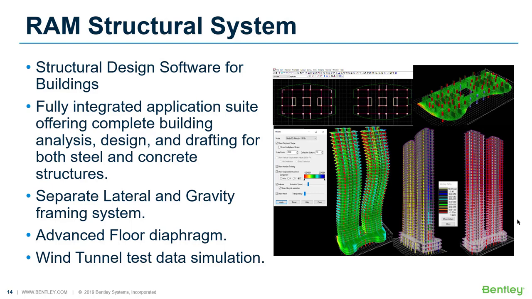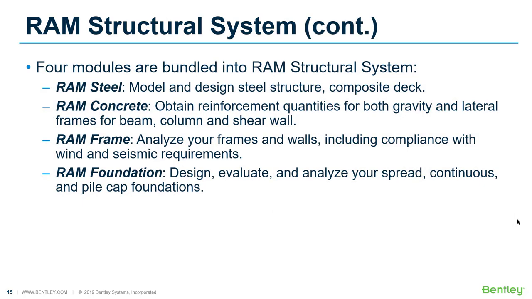It is good with both steel structures and concrete structures. It has two separate framing systems, the lateral framing system and the gravity framing system. And not only that, it can automatically simulate the wind tunnel test data. Meaning if you have performed the wind tunnel test, you can directly input the data in RAM Structural System for the application of loading. RAM Structural System has basically four modules: RAM Steel, RAM Concrete, RAM Frame, and RAM Foundation, which are used for various parts of the design of a steel structure or a concrete structure.